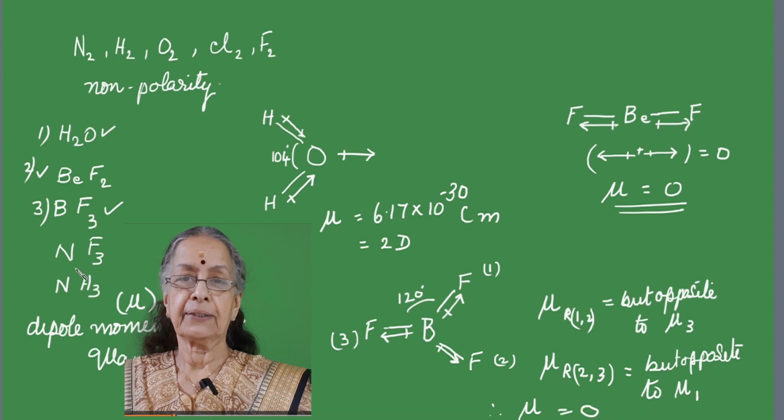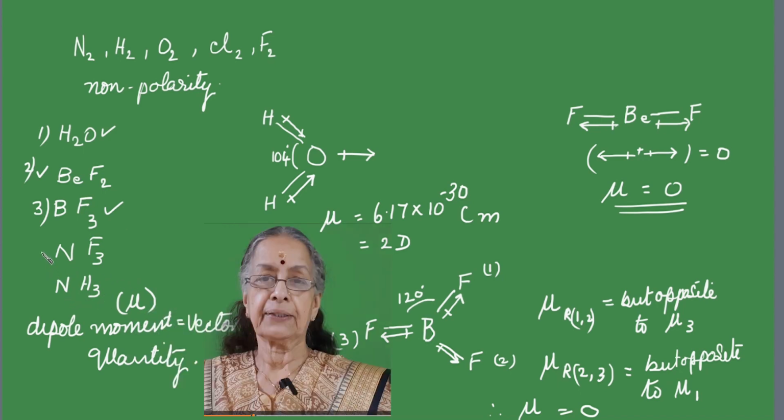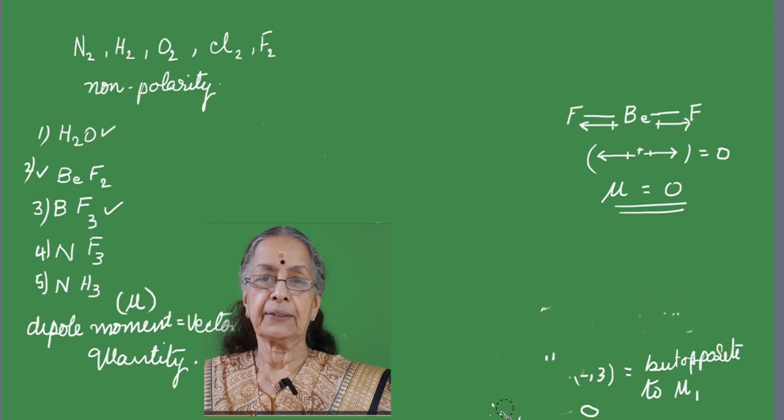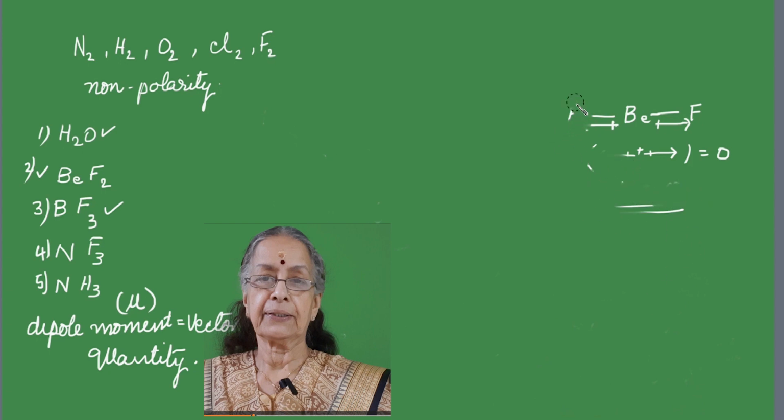Now we will take up nitrogen fluoride and ammonia. Both these molecules have 4 atoms. They are tetraatomic, and both of them have pyramidal shape. But it has been observed that the net dipole moment of nitrogen fluoride is much less than that of ammonia. This is one favorite question for examiners. You may be asked to explain why the net dipole moment of nitrogen fluoride is less than that of ammonia.